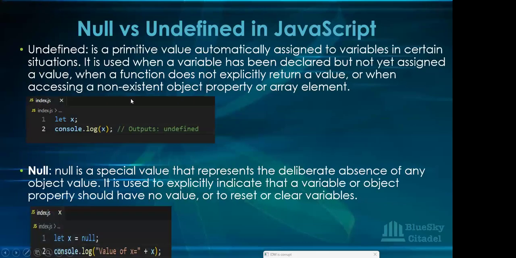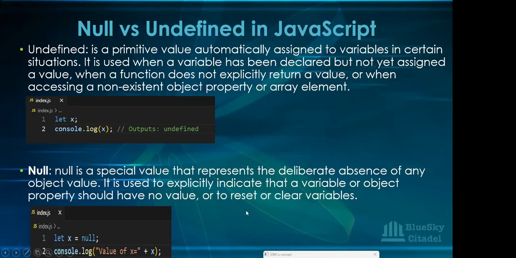There are two more that we need to discuss, which are null and undefined. They are actually confusing, which is why I did a session for both of them. So what is the undefined keyword? The undefined is a primitive value and it is automatically assigned to variables in certain situations. For instance, if we use a variable that has not been declared or assigned a value, or when a function does not explicitly return a value, or when accessing a non-existent object or array element, we get undefined.